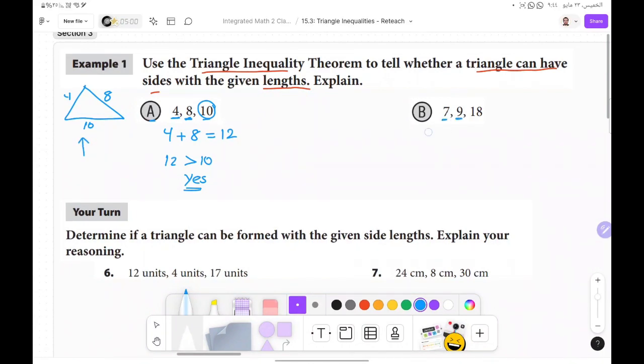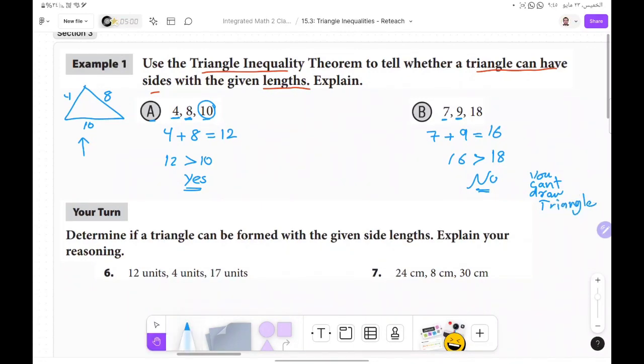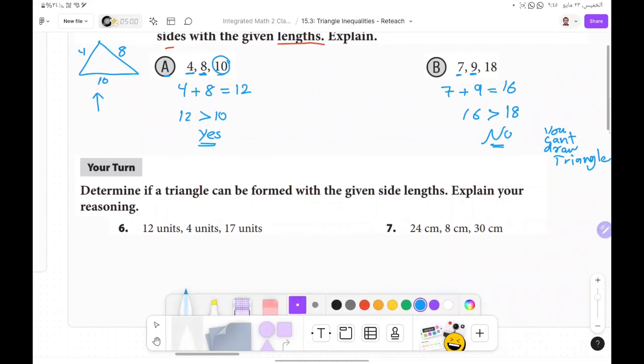7 plus 9 is equal to 16. Is 16 greater than 18? No. Because it's less than 18, you can't draw a triangle. So this is what I'm talking about: if you add two sides, you should get greater than the third side.